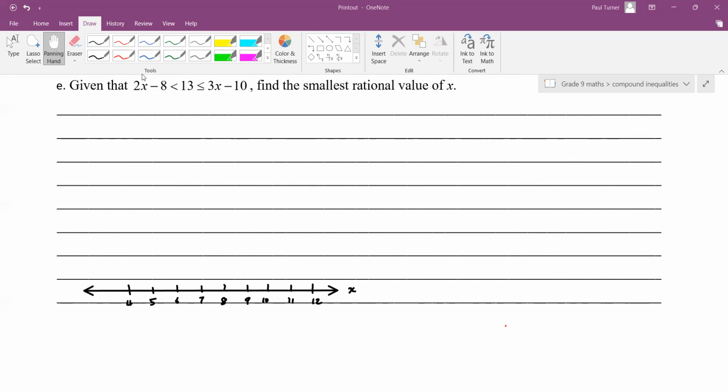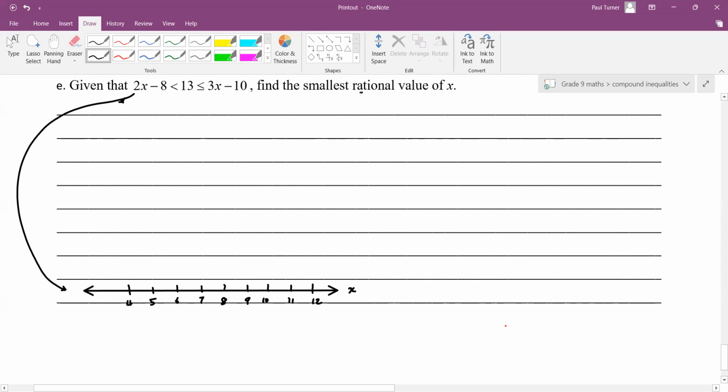So we're going to need to solve this as normal. So this you know how to do already. We need to simplify this and get a number line first. So do this bit and get the solution on a number line. But then we need to find the smallest rational value of x.